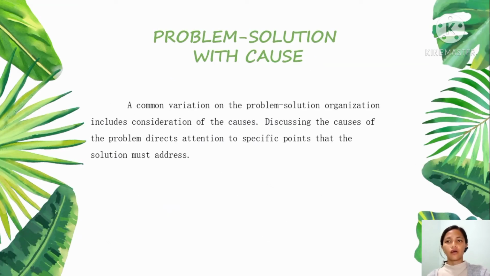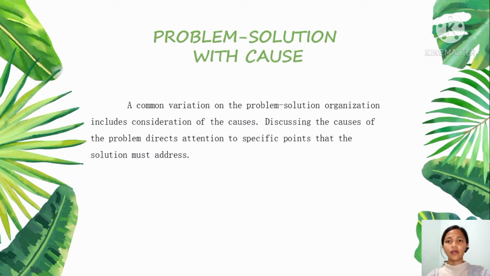Problem solution with cause. A common variation on the problem solution organization includes consideration of the causes. Discussing the causes of the problem directs attention to specific points that a solution must address. The basic points of this organization are: first is the problem. Describe the nature and extent of the problem. Specifically, describe that the problem exists and how important or big the problem is.